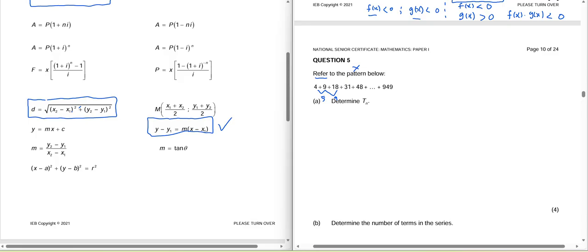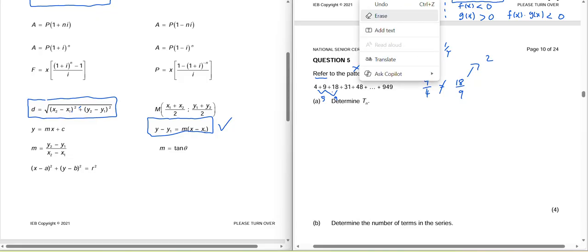Can it be a geometric series? That is another check. For a geometric series, we have to check that 9 divided by 4 should be the same thing as 18 divided by 9. 9 divided by 4, you get 1 and 1 over 4. This one will lead to 2. These are not the same. So it means it's also not a geometric series.